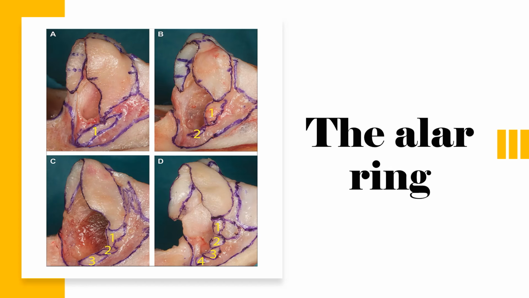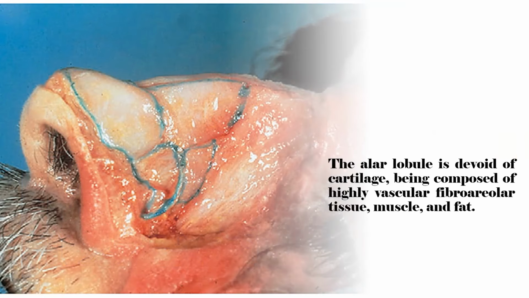The alar ring is quite flexible and undergoes dilatation or compression depending on the nasal musculature. One important point is that neither the lateral crura nor the accessory cartilages abut the piriform aperture. The alar lobule is devoid of cartilage, being composed of highly vascular fibroareolar tissue, muscle, and fat.